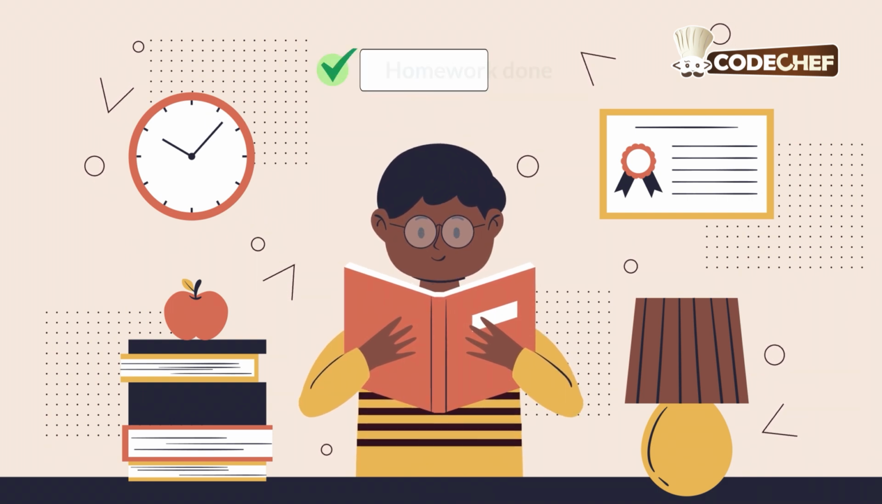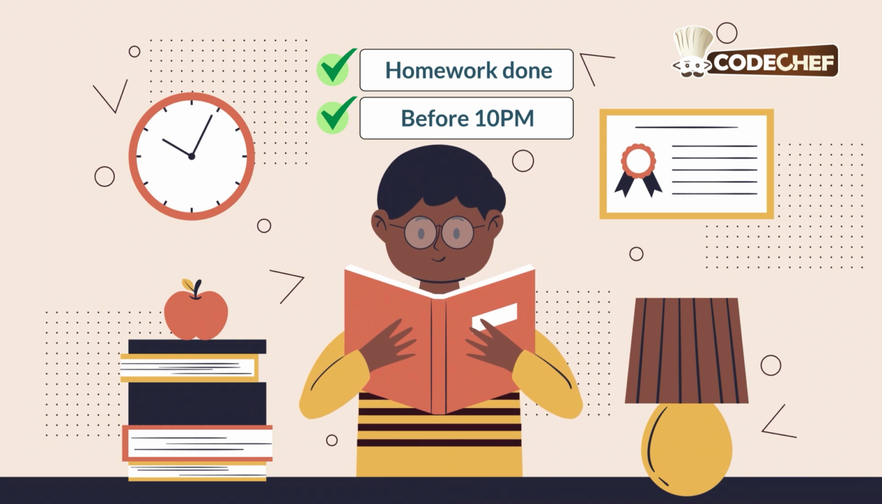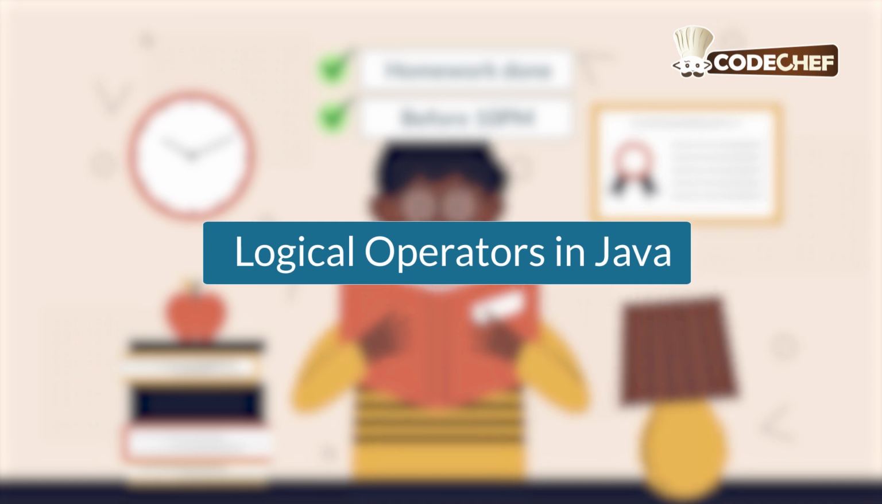Imagine you're checking if two conditions are true at the same time. Like, did I finish my homework? And is it before 10 p.m.? That's where logical operators come in. They help Java combine multiple conditions into one decision.